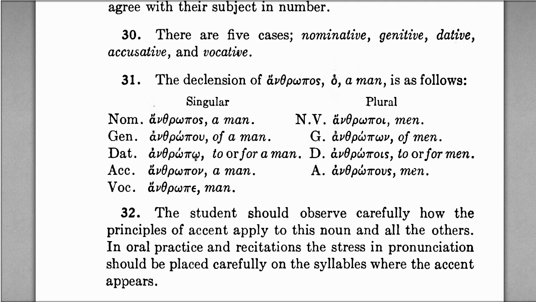In the plural, the nominative and the vocative look exactly alike. Anthropoi, men. Plural genitive would be anthropon, of men. Anthropois, to or for men, dative. And then finally the accusative, anthropous, men. So here's the declension. It's the second declension, masculine, ho, a man.